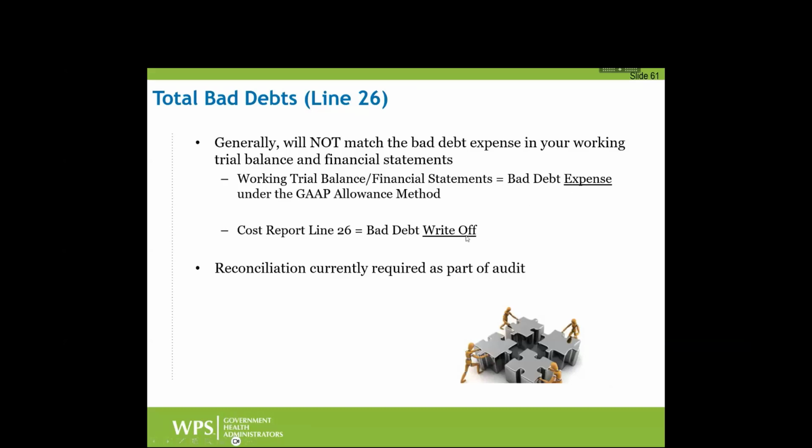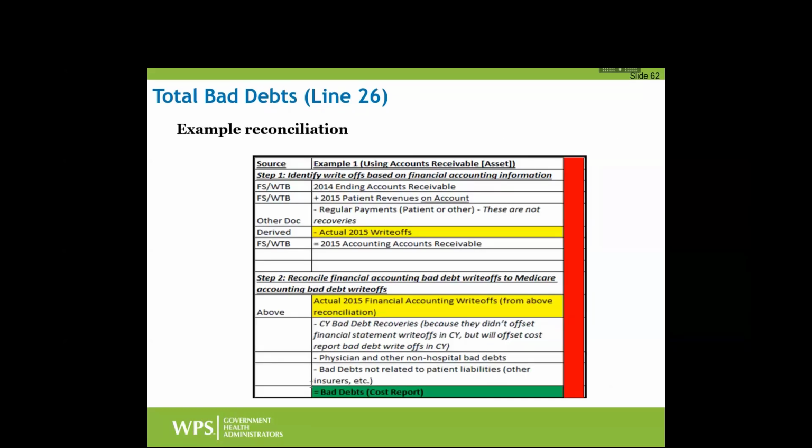Different times, different amounts. But we do still require a reconciliation to get an idea of the reasonableness of that write-off amount. It's not going to be identical, but they should be at least reasonably close. You know, they shouldn't be off by a factor of 2 or a factor of 3 or some crazy amount like that. They should be fairly close.